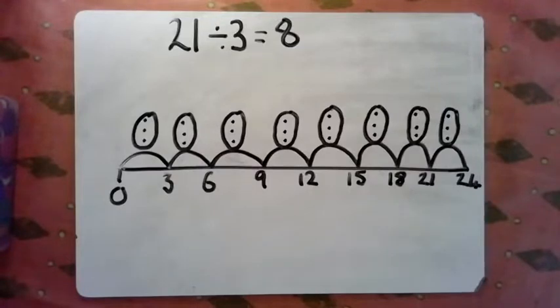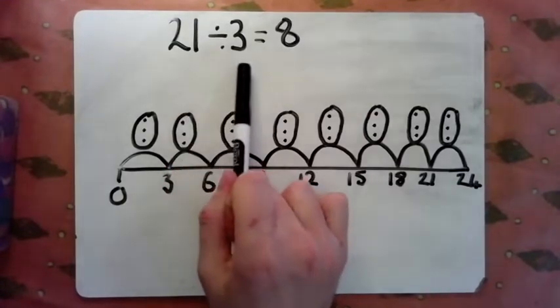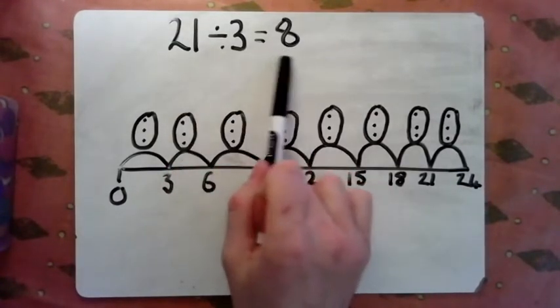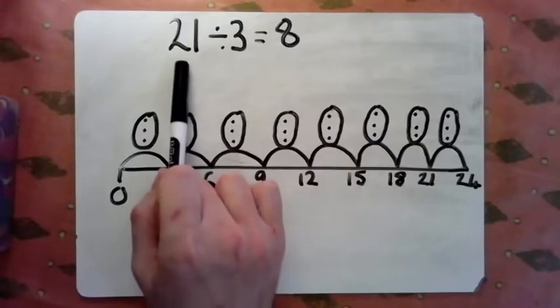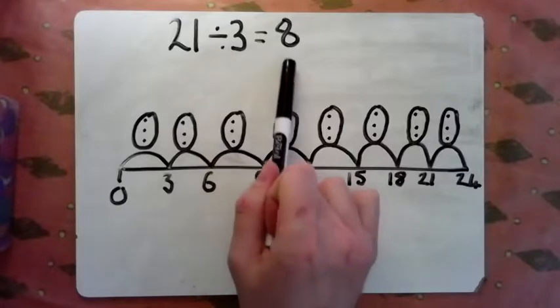Okay, we're looking at the apply it question now, boys and girls. We've got 21 divided by 3 gives us 8. So that's 21 equally grouped into 3s gives us 8 groups of 3.